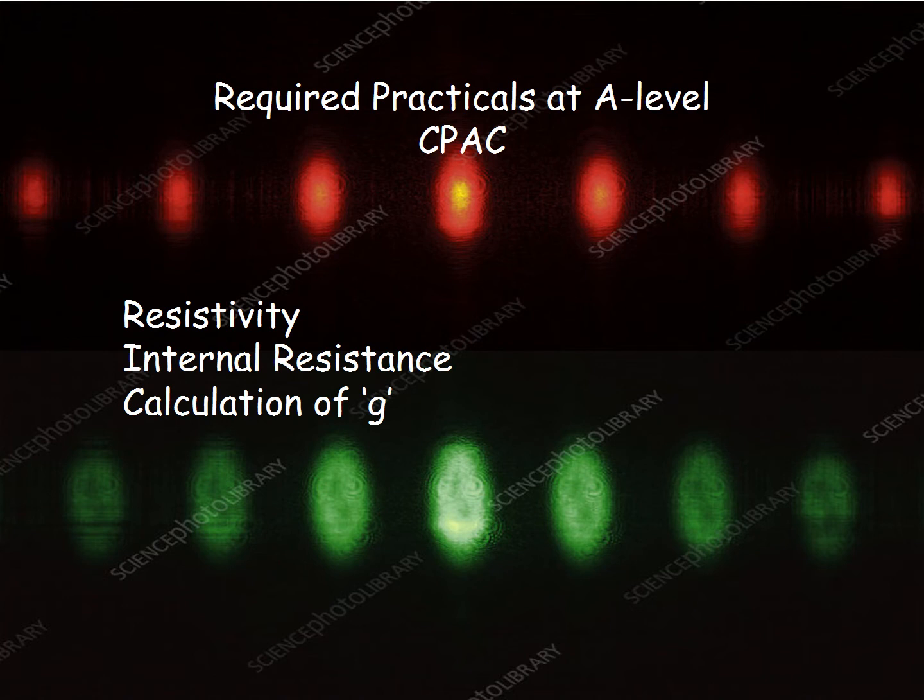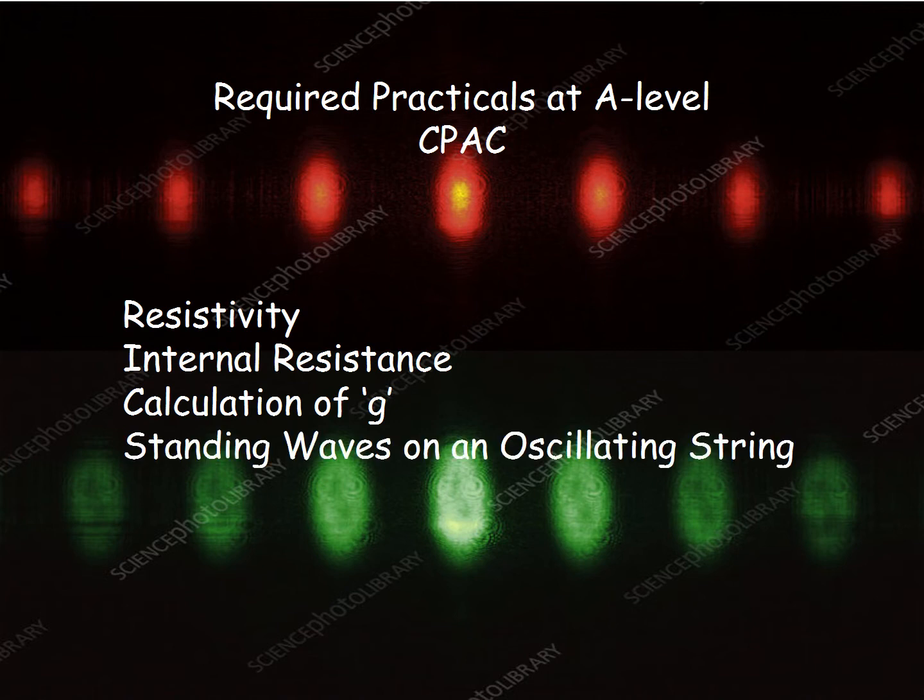Mr. Mugabe will calculate a value for g experimentally. Most of you realise it should be roughly 10, or 9.81, and we'll see how close you get. Have a look at the standing waves on an oscillating string. Now, this was actually a year 11 practical, but we look at it in a lot more detail. We do a lot more with it.